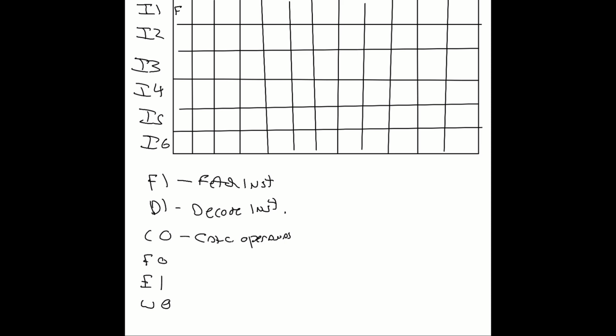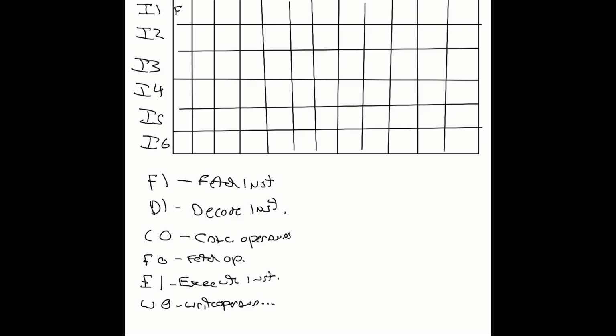If you want to see more about what each of these does, go to page 550 in the book. FO means fetch operands. EI means to actually execute the instruction. And WO means write operands. And these are the ones I just talked about as well.